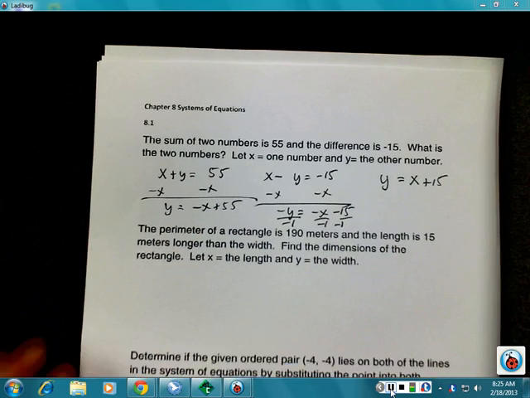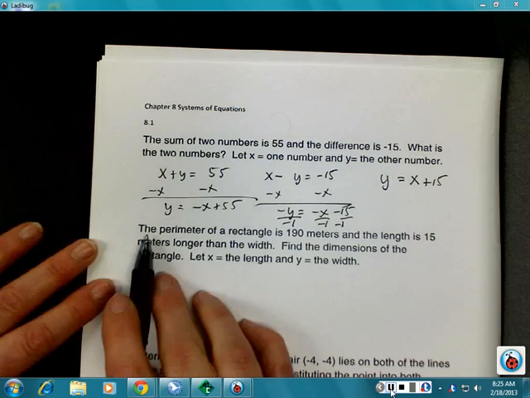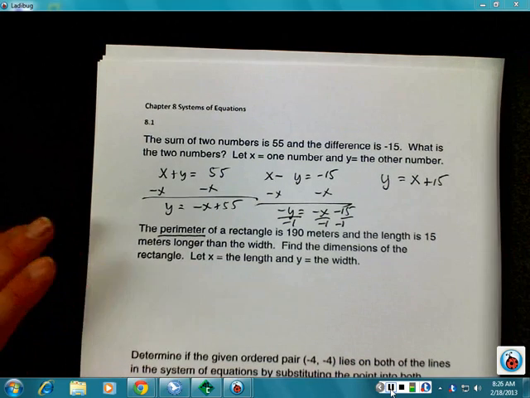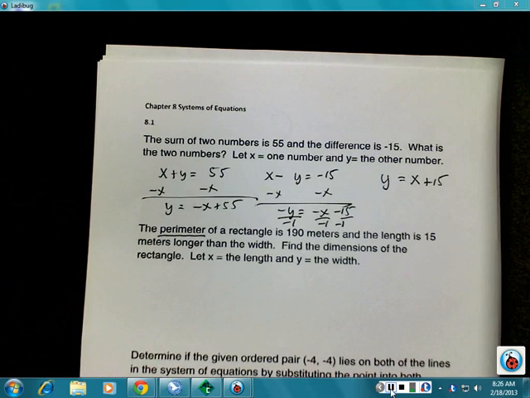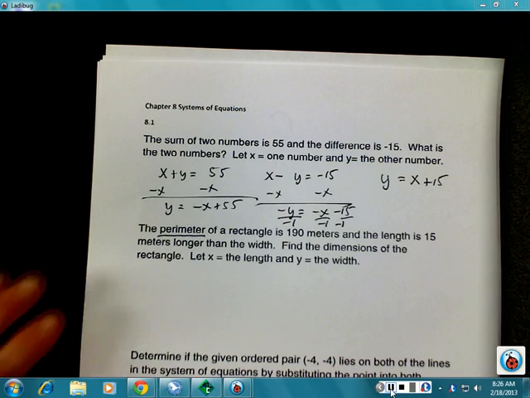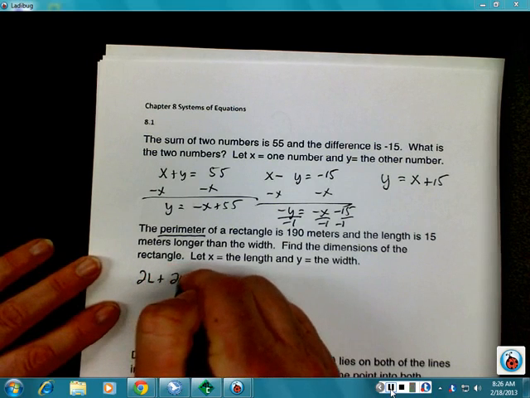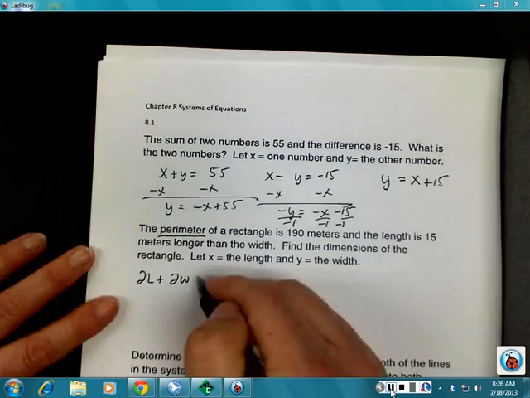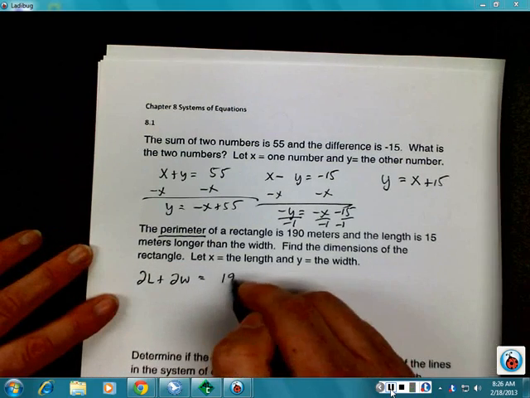The next one that pops up is: the perimeter of a rectangle is 190 meters and the length is 15 meters longer than the width. Find the dimensions of the rectangle. Let x equal the length and y equal the width. So what would we need to do with this thing? Well, first off, we need to know what perimeter means. What's the perimeter of a rectangle? What's our formula? Perimeter of a rectangle: 2L plus 2W, okay, is equal to 190.